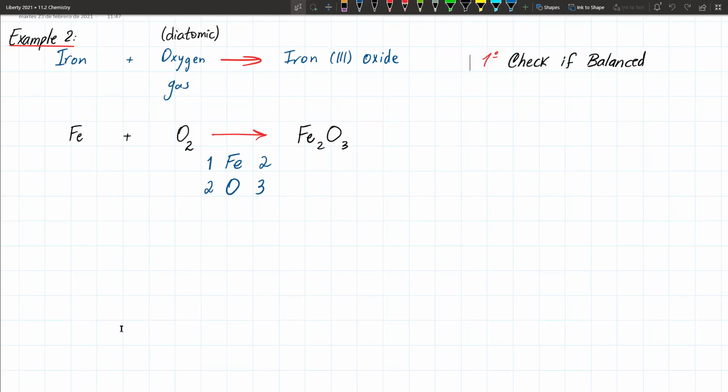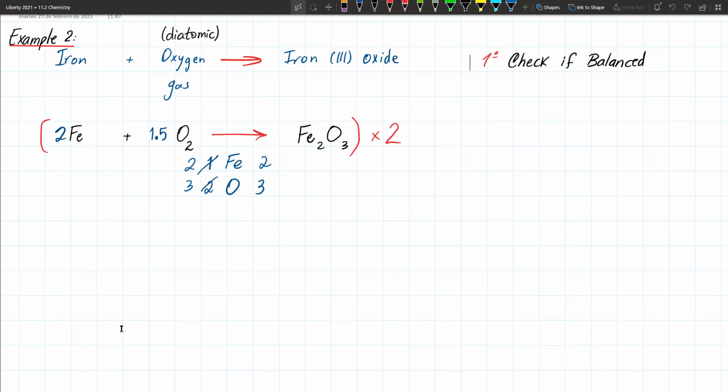I'm going to put 2 over there. So my iron is going to be balanced, but still it's not balanced. In order to get the 3, I will multiply this oxygen by 1.5. But I cannot leave it at that because I cannot give a decimal number as coefficient. So what I do in the end is multiply all my equation times 2.